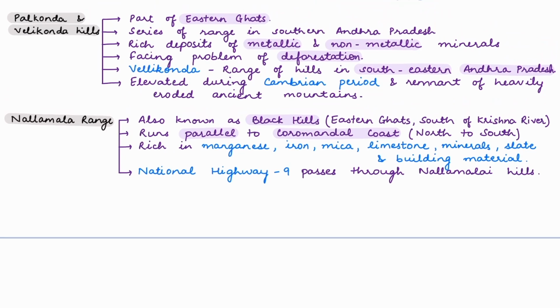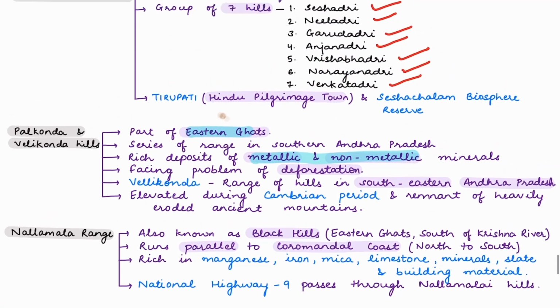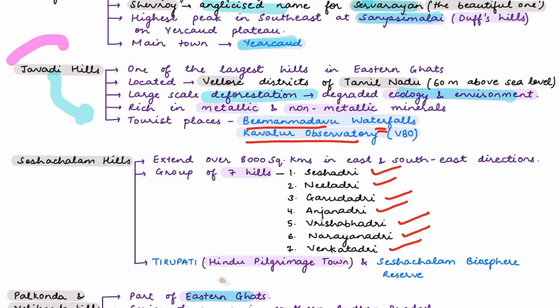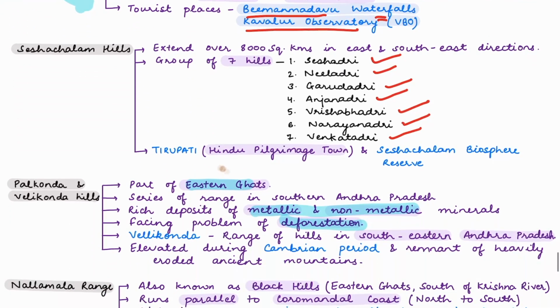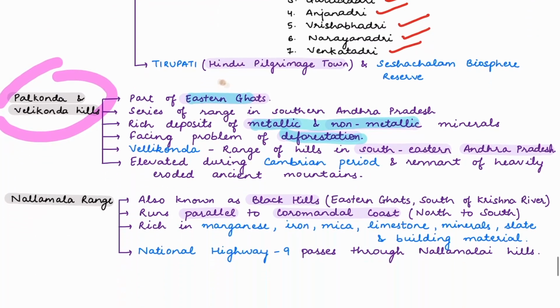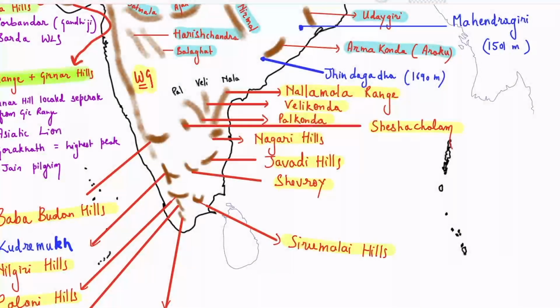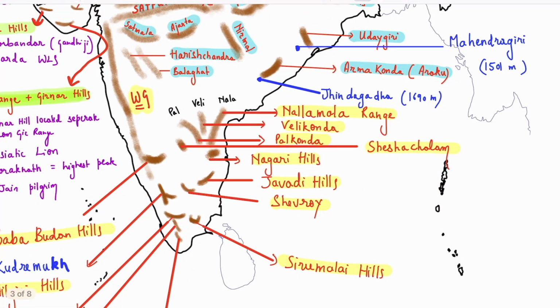Now, when we talk about the Palkonda and Velikonda, again they are part of the Eastern Ghats, and these hill ranges are important because of the rich deposits of metallic and non-metallic minerals. Again because of this reason they also face the problem of deforestation that we have earlier seen in the Javadi Hills. So the Javadi, Palkonda, and Velikonda share the same problems. Then after that, the next hill range that we are going to see is the Nalla Malla range.